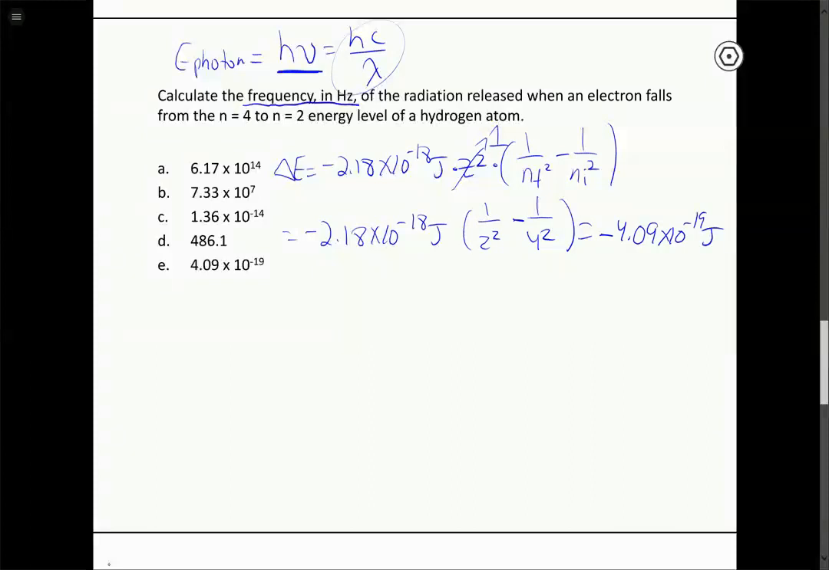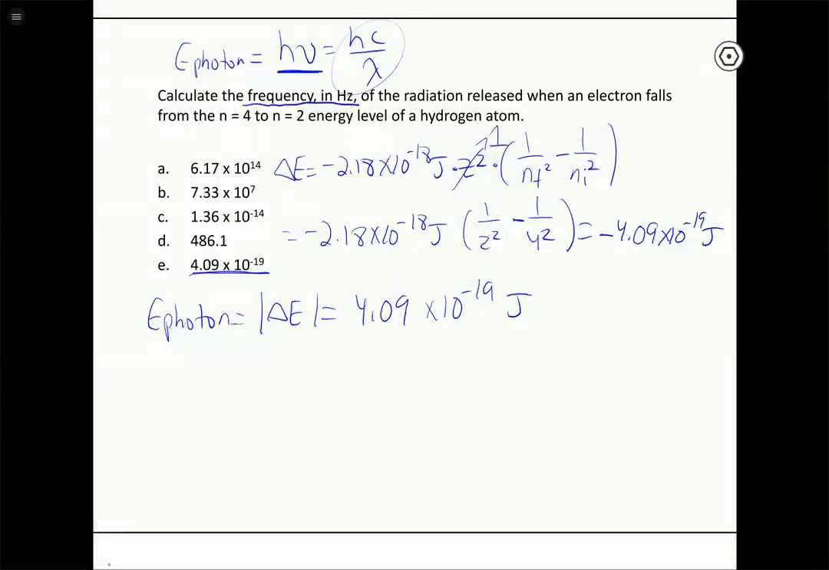So again, that's the delta E for the electron. The energy of the photon is just the absolute value of that. So it's going to emit a photon that has an energy of 4.09 times 10 to the minus 19 joules. Again, one of the answer choices is that number, but that doesn't represent the right quantity because this is the energy of the photon, and what we're looking for, to emphasize once again, is the frequency. So we need to do one more step.